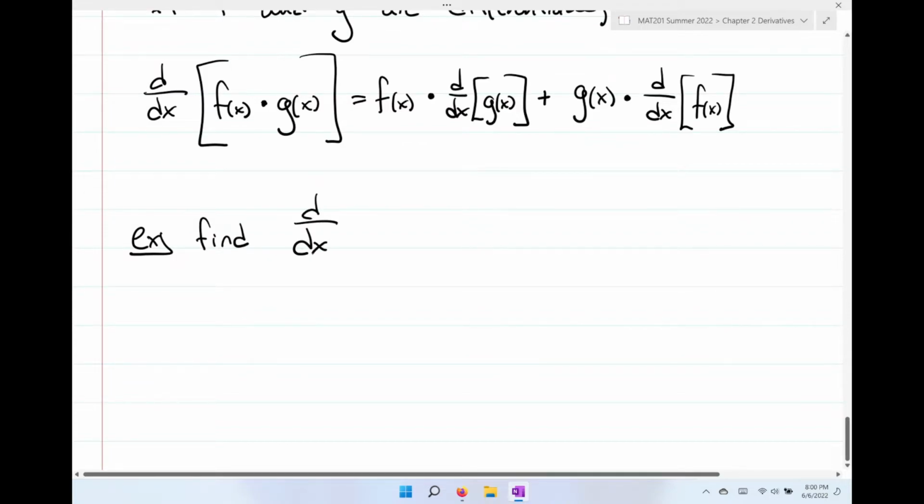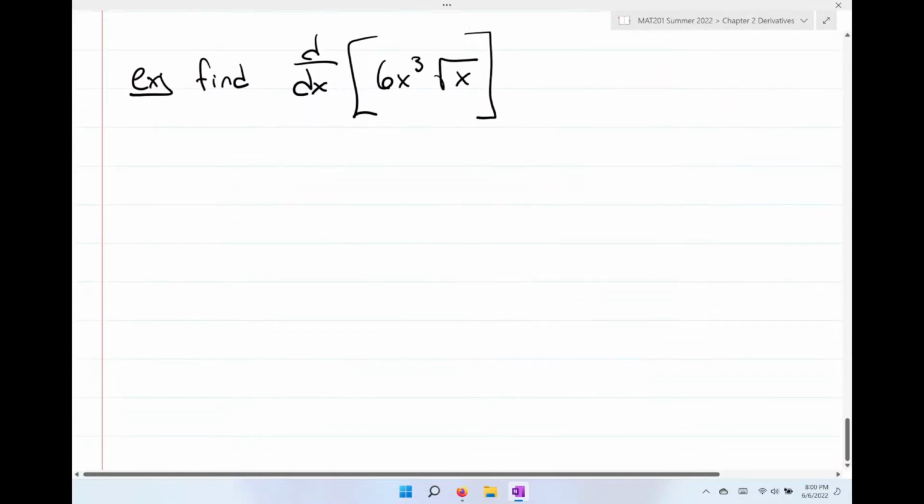So let's go ahead and find the derivative for 6x to the third times the square root of x. Okay, so the hardest part about this is just being able to recognize that you have two functions of x. The first one is right here, we're going to call this f. And the second one, we're going to call this g.